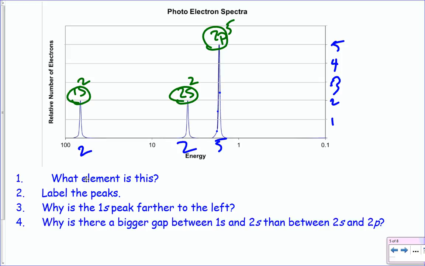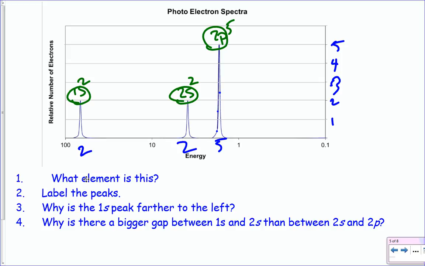Another thing to notice here is there's a bigger gap between the 1s and 2s than there is between the 2s and the 2p. Now, when you're looking at the 2s and the 2p situation, those are in the second energy level. On average, those electrons are farther away from the nucleus than the 1s electrons. And by Coulomb's law, that should mean they have a lower binding energy. And the electrons in that same second energy level are much closer to each other in terms of their average distance from the nucleus than those 1s electrons are, so you would expect to see a smaller difference between the 2s and the 2p peak.